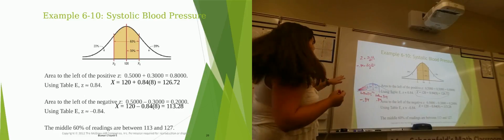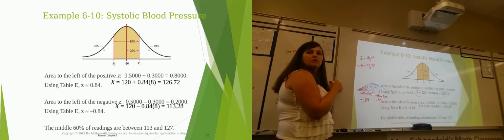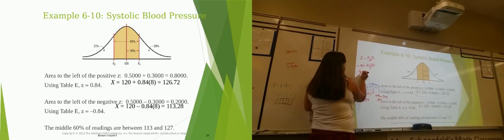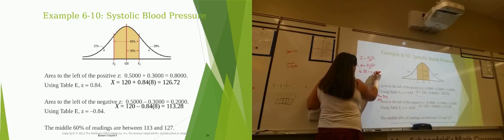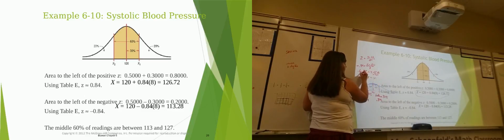Do I have a calculator? Negative, or 8 times 0.84. Negative 6.72, and then we're going to add 120 to that. 113.28 is equal to my x, when we add 120.